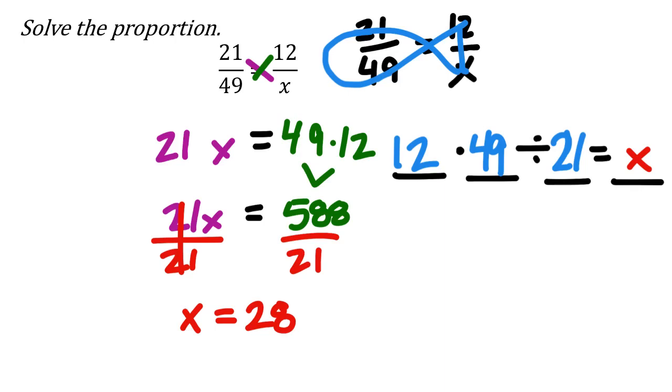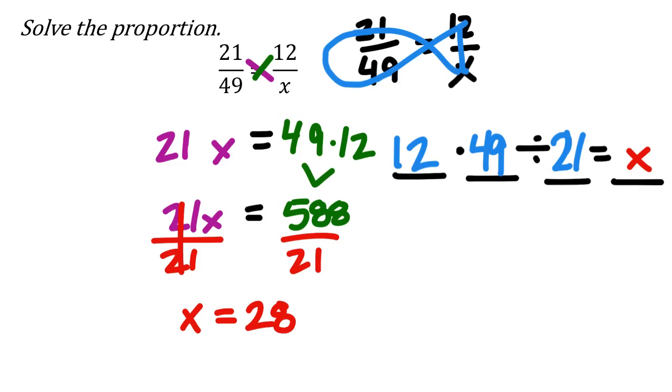Now again, some of you are like, I really hate your fish. Sorry, man. I did my best. Well, this sets up the problem for us just to type into the calculator: 12 times 49 divided by 21. So what is that? 12 times 49 divided by 21. Oops.